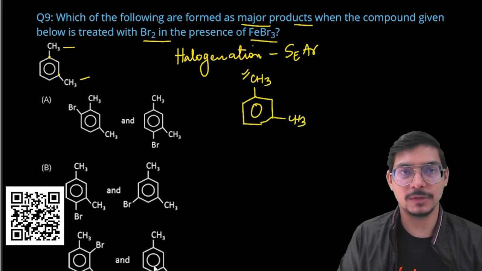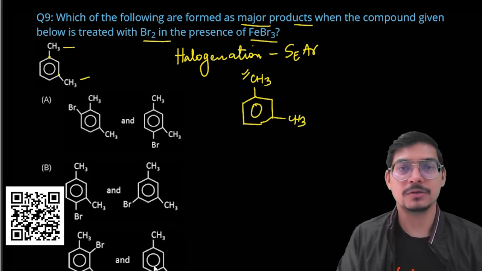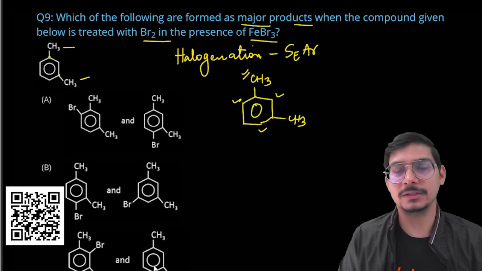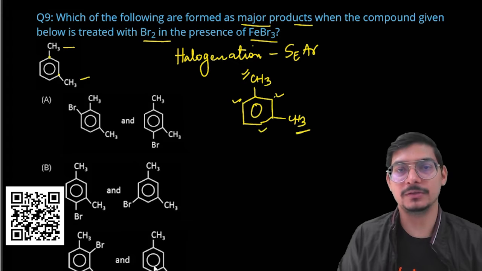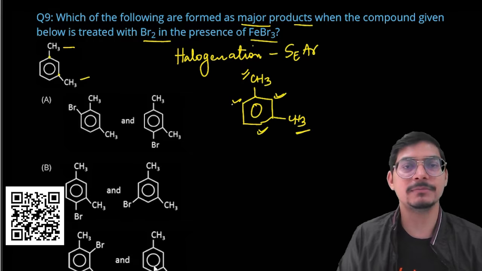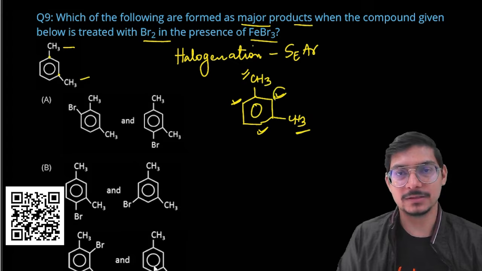This methyl group would direct the incoming electrophile, that is Br, to ortho and para position. So these two are ortho position and this is para position. Similarly, this methyl group would direct the incoming electrophile to this ortho position, and this para position. Now there's a catch over here.